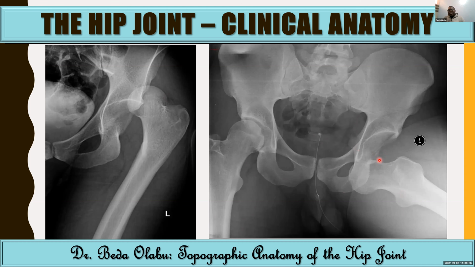This other one is an inferior dislocation, an anterior dislocation of the hip, except usually an anterior dislocation will go anterior inferior. We don't have to know why this is anterior, why that's posterior. That's not the scope of this particular lecture.